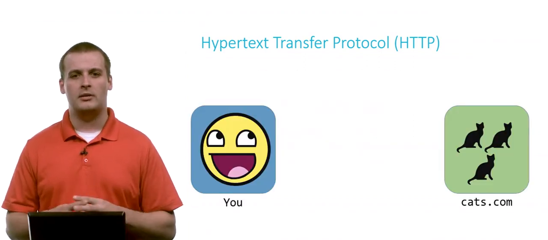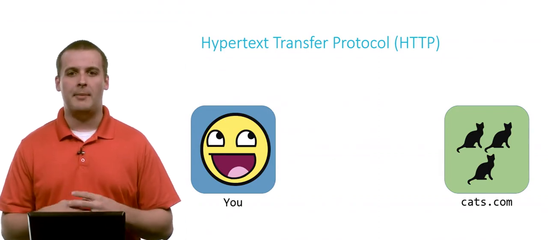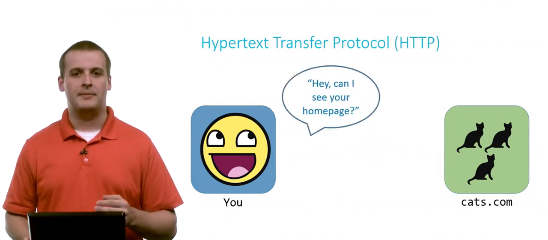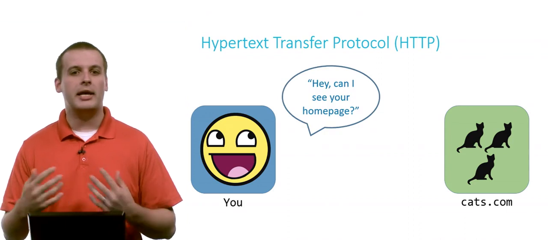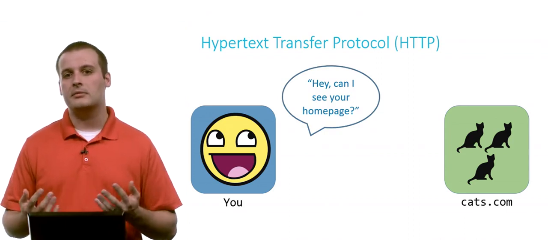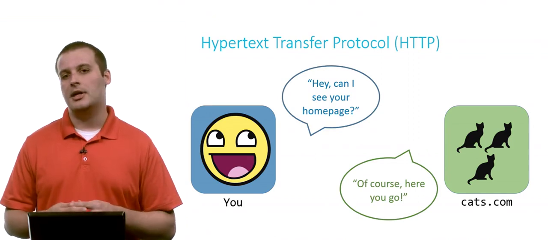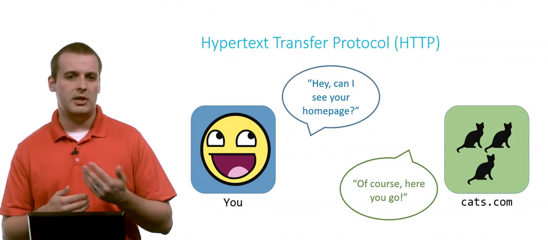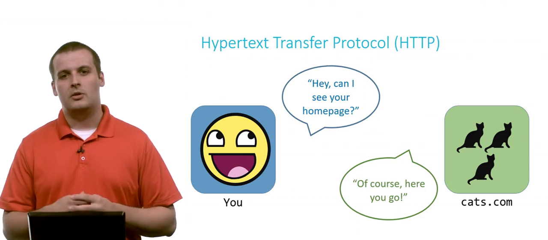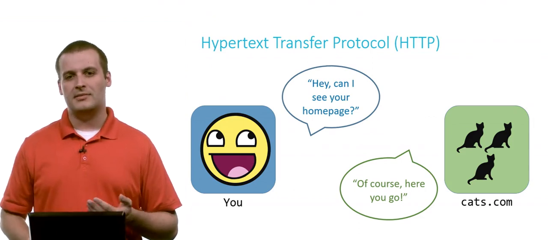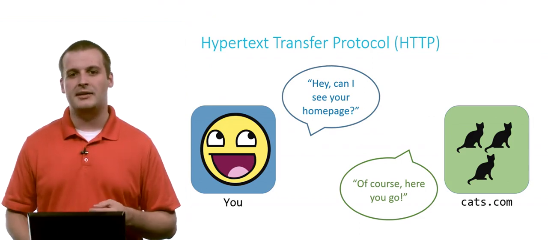So let's go back to our illustration of us wanting to talk to the internet. So we're happy and we want to go to cats.com, right? If we're just talking to cats.com, we might say something like, hey, can I see your homepage? And cats.com will probably respond, yeah, sure. Here you go. So that's a human sort of ask and answer. What does that look like in HTTP? Well, it actually translates pretty cleanly to something like this.